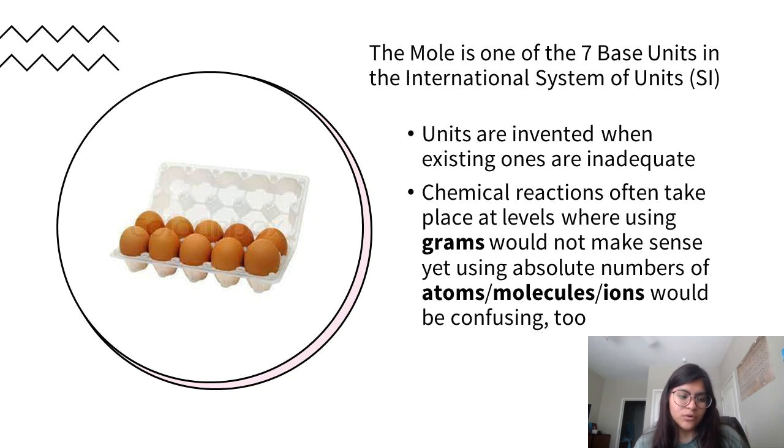Compare moles to a dozen eggs, which is 12. A gross is 144, and if you're familiar with bytes, it's 8 bits. However, Avogadro's number is 6.022 times 10 to the 23rd power.